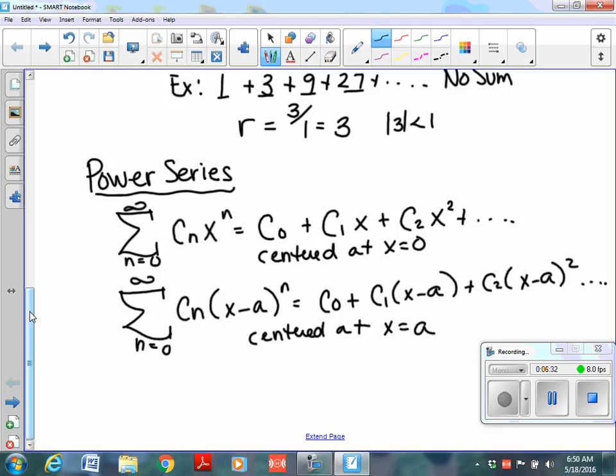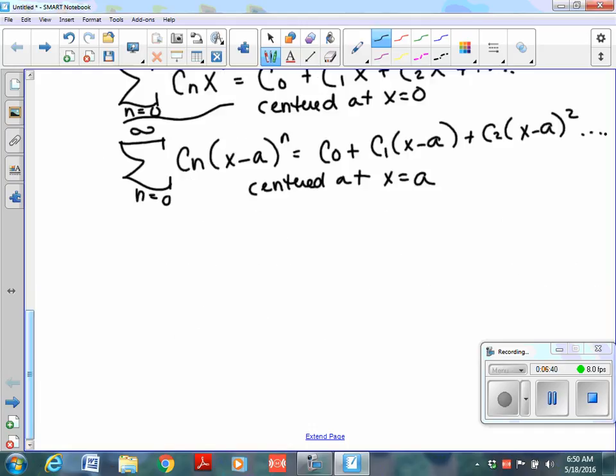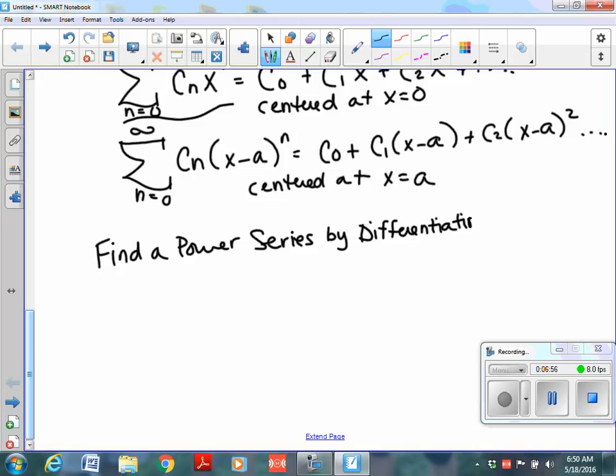All you're remembering is that this, remember, sigma can be written as an expanded series. Later on in this chapter, you need to know how to find a power series by differentiation. And this is what's given to you.